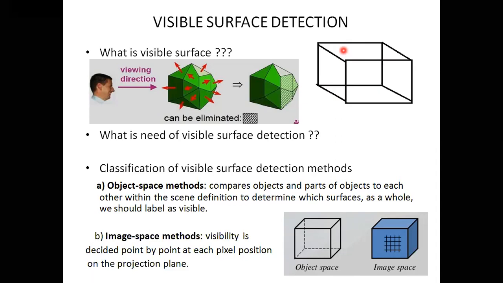Okay, right? So this surface which is visible to the user is called a visible surface, and the surfaces which are not visible to the user are called invisible surfaces. Okay, now the next question is, why am I talking about visible surfaces and invisible surfaces? There is a big question. Why am I talking about visible surfaces and invisible surfaces?